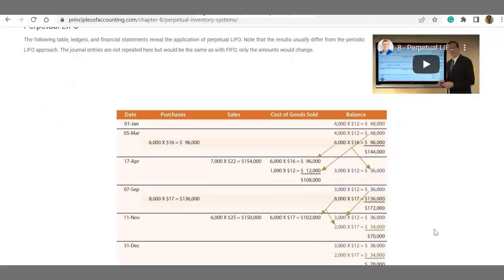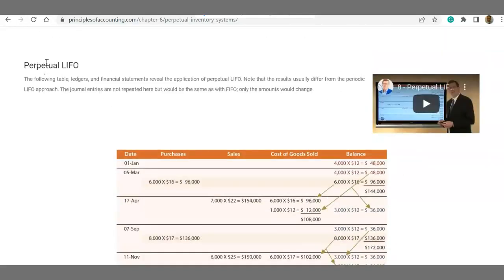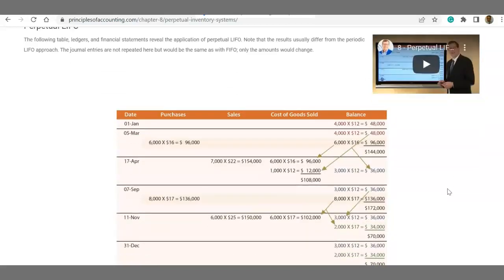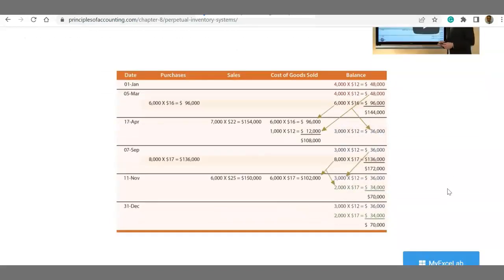But here is showing, so I'm trying to explain. Imagine this is periodic LIFO, okay? Which is the common one that people are doing. So in periodic LIFO, this LIFO layer right there will stay. Assuming I have 5,000 units left, out of this 5,000 units, technically 4,000 at $12 is the LIFO layer of year one, and 1,000 at, let's say, $17 is the LIFO layer of year two.